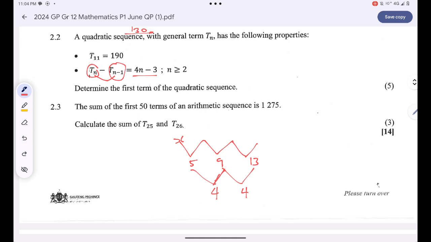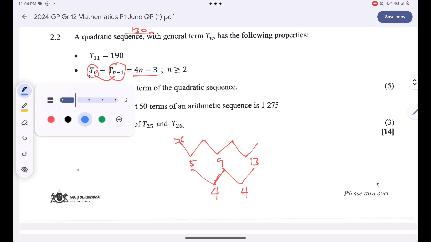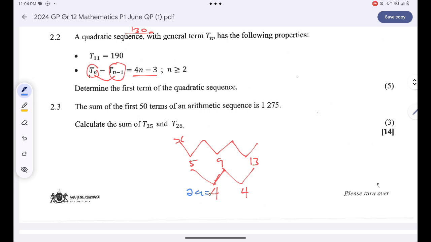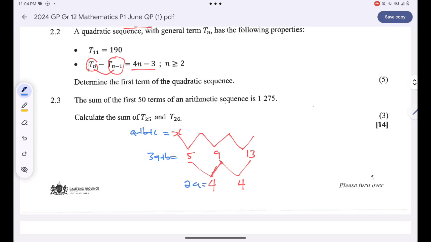Okay, remember that, guys. For me to find the general term of my quadratic number pattern, all I have to do is to say 2a is equal to the second difference, and then 3a plus b is equal to the first term of the first difference, and then a plus b plus c is equal to the first term of the sequence. Are you together? So what can I do over there?